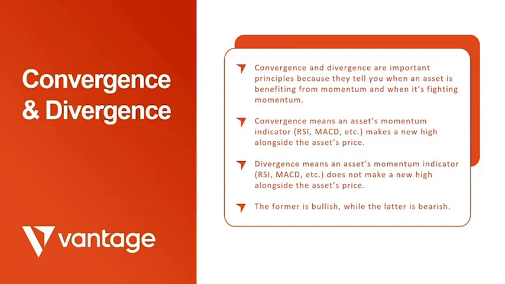multiple indicators, the MACD and the RSI being the ones that are the most popular. Now, what is convergence and divergence? Well, in essence, convergence is where the indicator is basically in agreement with what is happening with price. Divergence is where the indicator is in disagreement with what is happening with price.